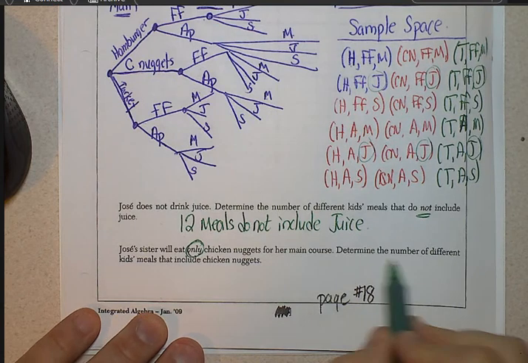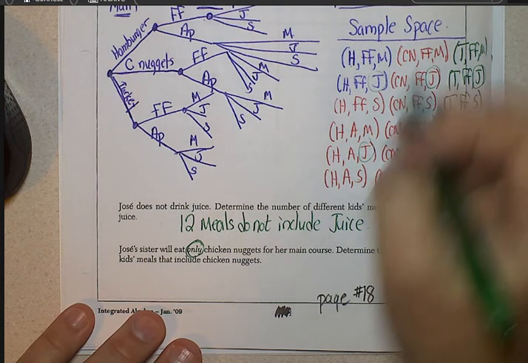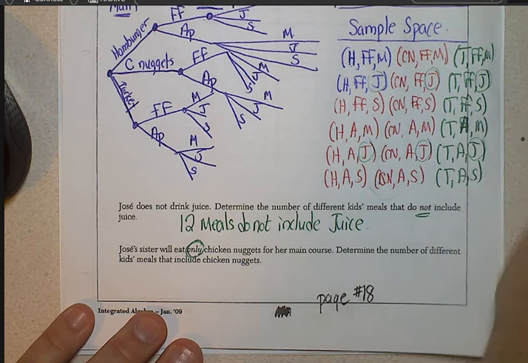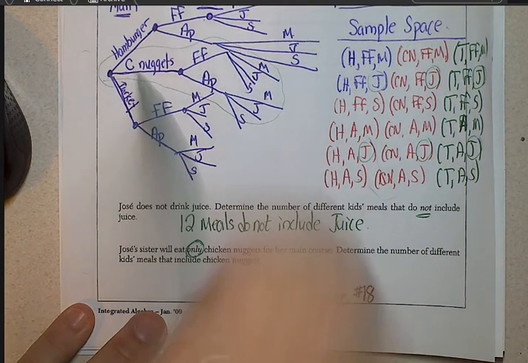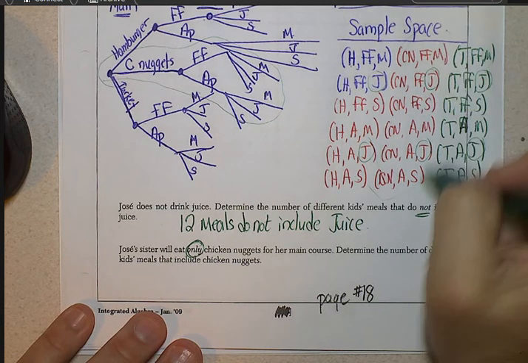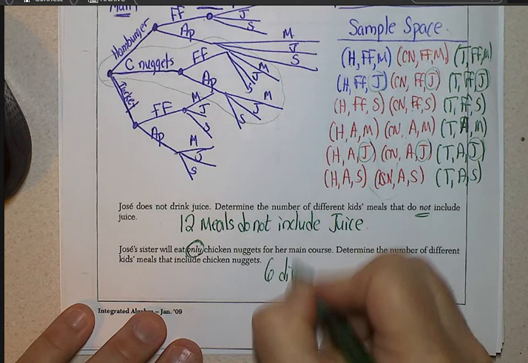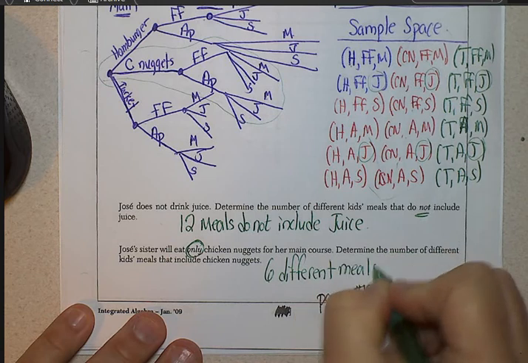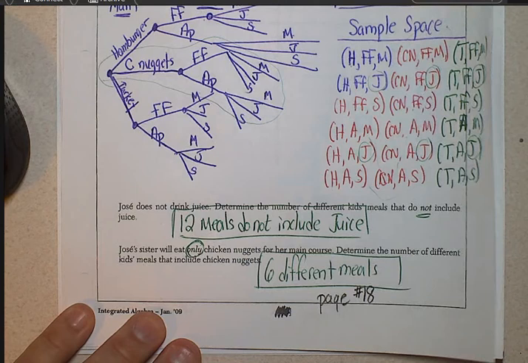Determine how many different kids meals that will include only chicken nuggets. Well, only chicken nuggets, guys. That's this middle row. If I did a sample space, only chicken nuggets are going to be just this piece if I did the tree diagram. That's why the sample space is so nice here, because it's just right here. 1, 2, 3, 4, 5, 6. 6 different meals. And that's that. Next question.